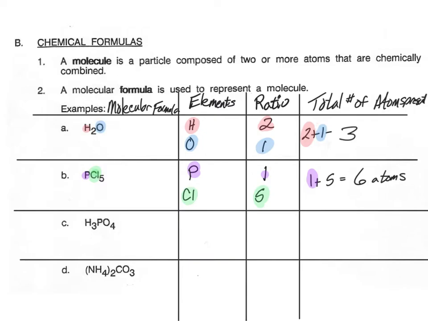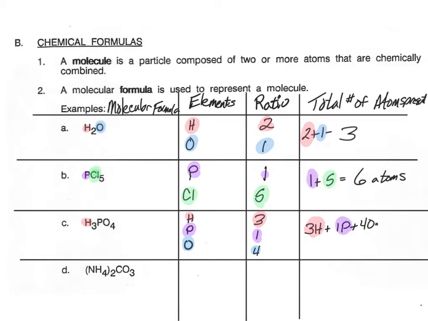Let's look at letter C. Go ahead and tell me what elements are present. You should see hydrogen, phosphorus, and oxygen. And now let's look at the ratio. We should see that there are 3 hydrogens, 1 phosphorus, 4 oxygens, which gives us a total of 8 atoms. That's 3 hydrogens, 1 phosphorus, and 4 oxygens.